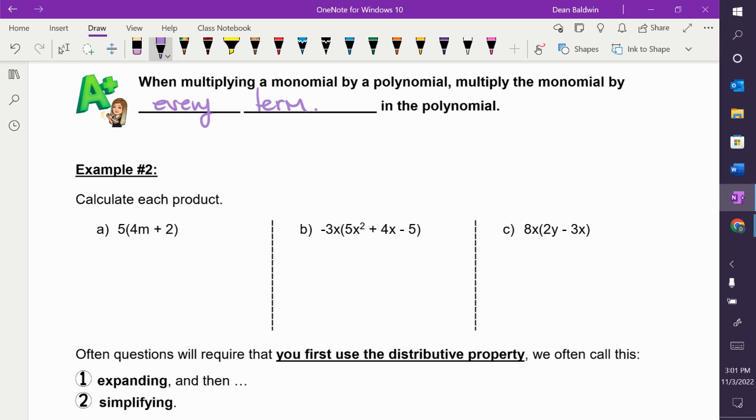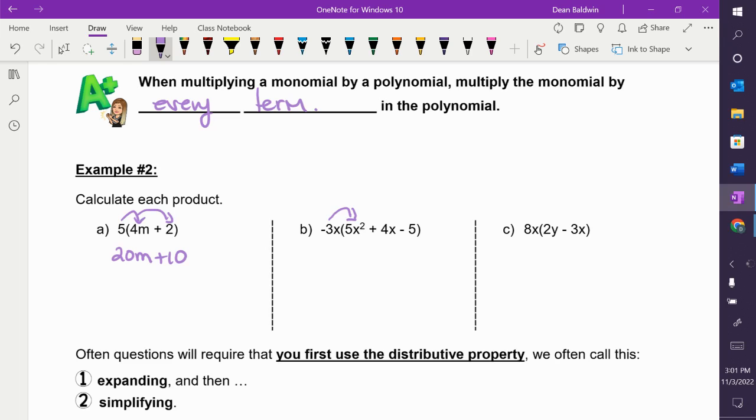So 5 times 4m plus 2. What do I do with the 5? By everything. So what's 5 times 4? 20. Does anything happen to the m? No. Then you multiply the 5 times the 2. That's it. If there's 3 terms, you do it to all 3 terms.